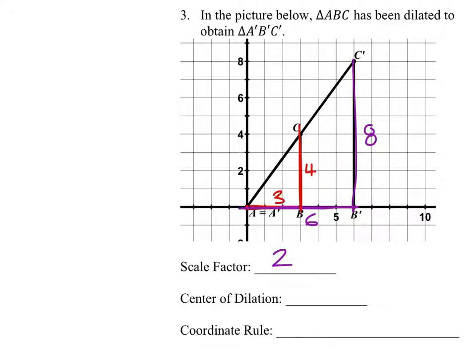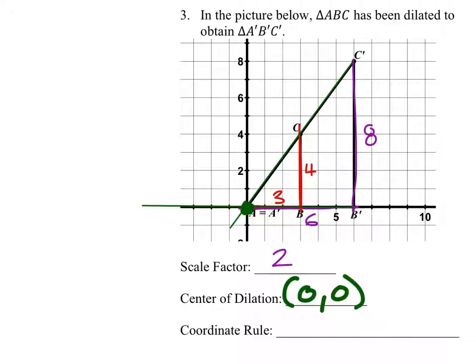Now to find the center of dilation, all we're going to do is take a line and extend it to go from, in this case, B to B prime. So I got this green line. And then I'll connect C to C prime. And wherever these two lines meet is the center of dilation, which in this case is 0, 0.